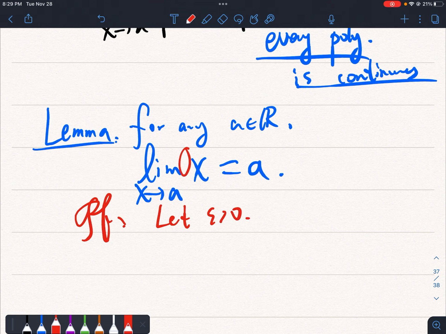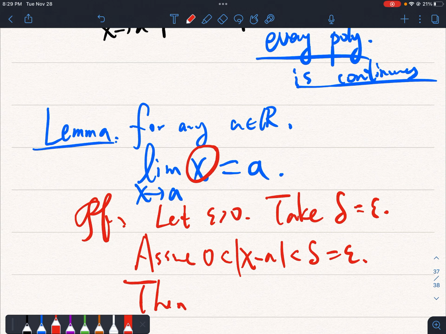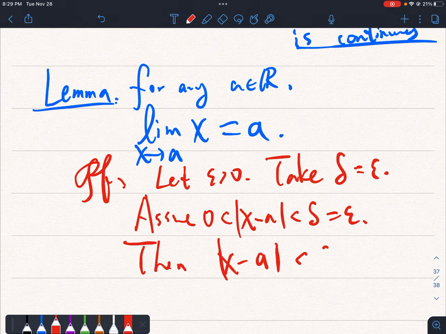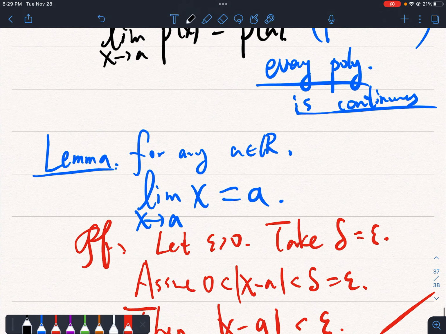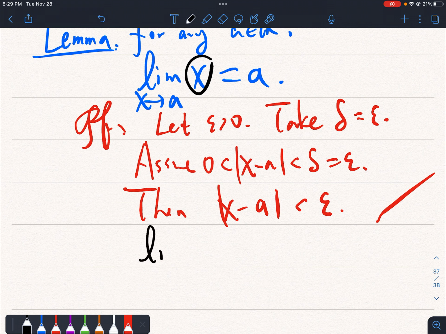You just let epsilon be any number bigger than 0. You can just choose the same delta because here the coefficient is 1. You can only do that when it's linear, but here it's linear, so you can just take delta to be epsilon itself. Now if you assume that x is close enough to a, so this absolute value is from 0 to delta, and delta is equal to epsilon, then you look at the distance from f of x, which is x in this case, and the limit, which is a. Then this will be less than epsilon, and you win. So this basically shows that this is true when p of x is equal to x.